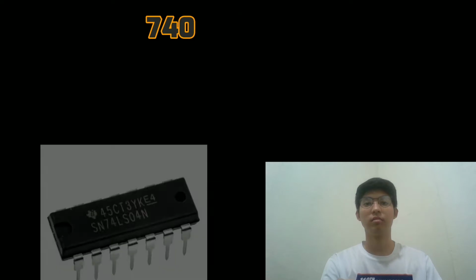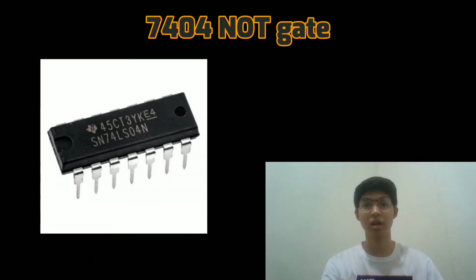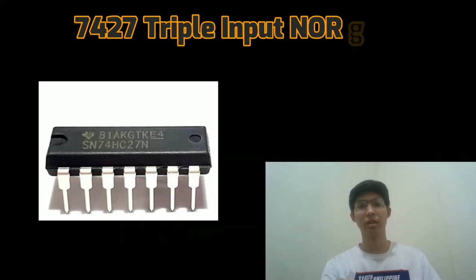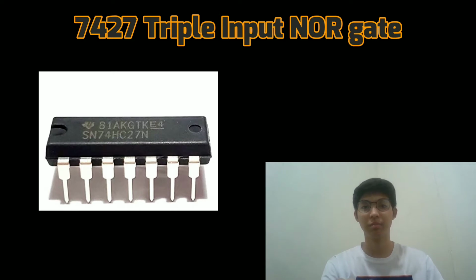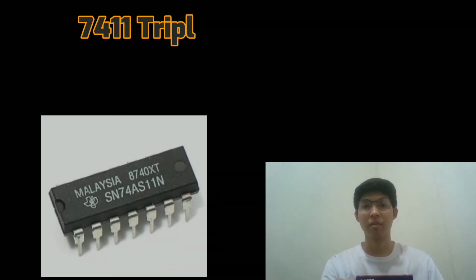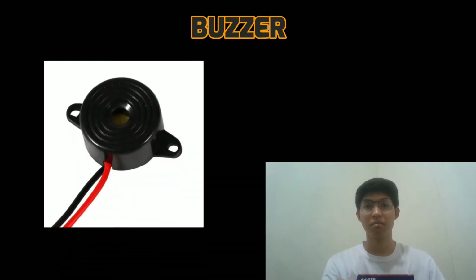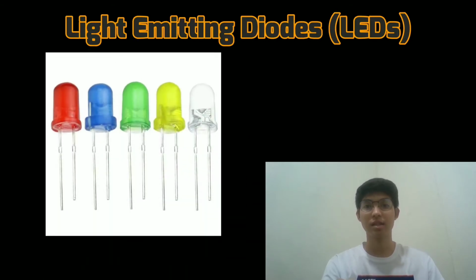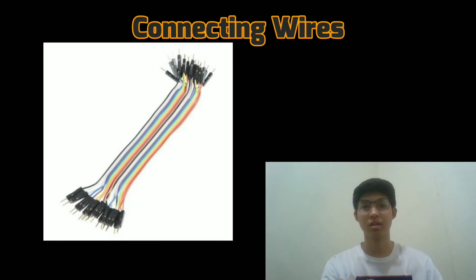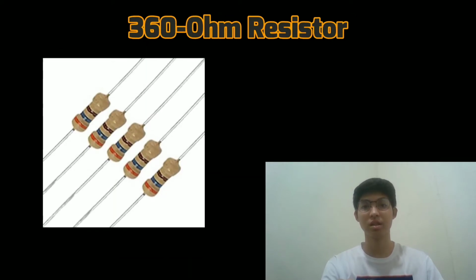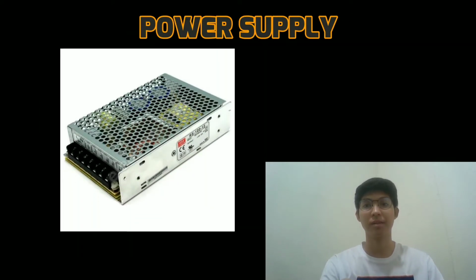7408 AND gate, 7404 NOT gate, 7427 triple input NOR gate, 7411 triple input AND gate, buzzer, LEDs, connecting wires, 360 ohm resistor, and a power supply.